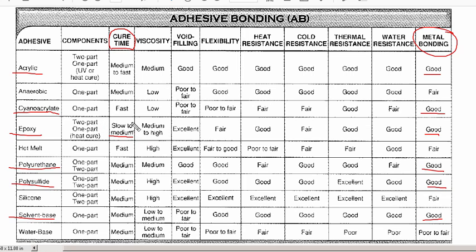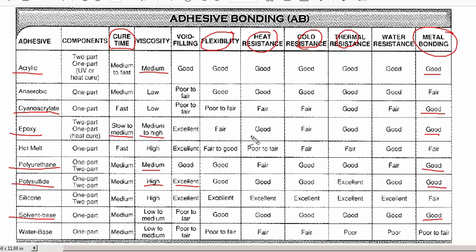Viscosity flows. These are mediums, which means they flow kind of slowly. In this case, epoxy is actually very resistant to flow. You have to work with it to get it where you want it. Polyurethane's medium, polysulfide's high. I've never actually worked with polysulfide. Apparently it has good void filling capacity. And there are other factors: are they resistant to heat? How flexible are they? How much cold resistance? How much thermal resistance? Let's see how these pair out.